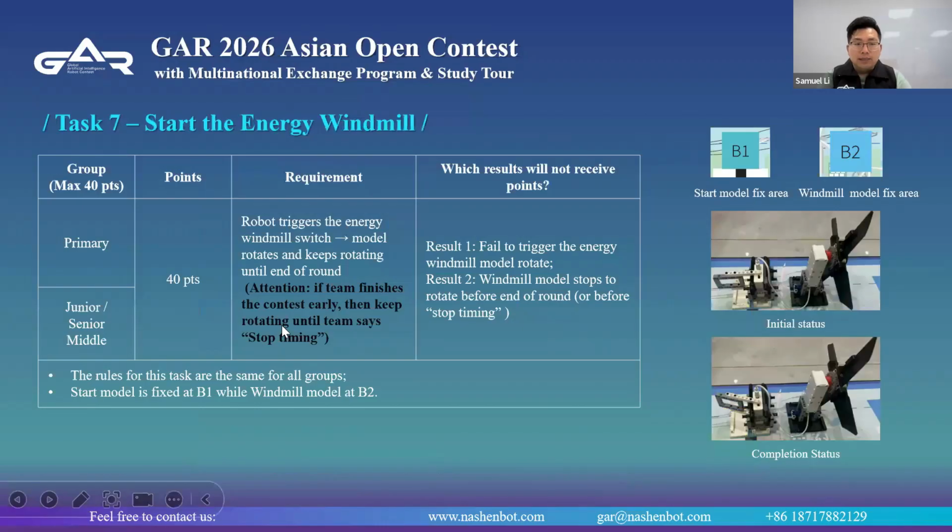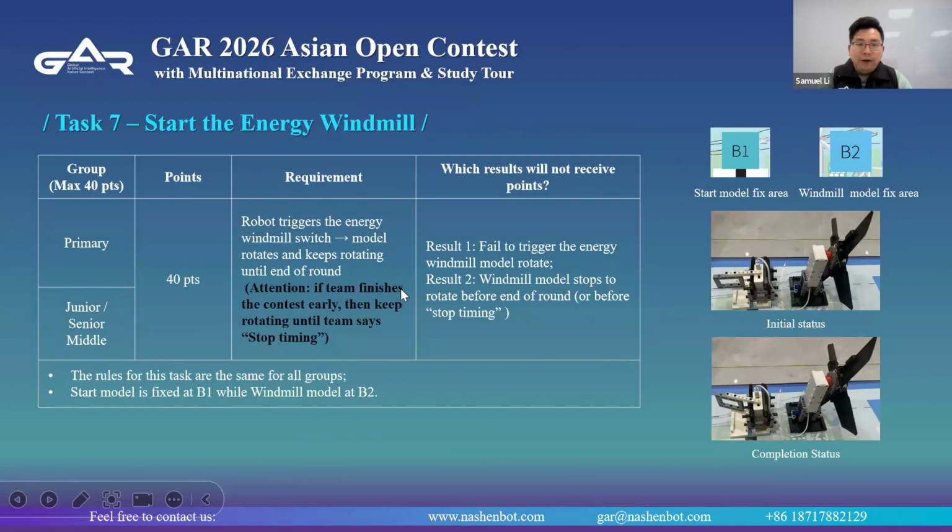Okay. Task 7 starts the energy windmill. The maximum points for this task is 40 points. The rules for this task are the same for all groups. The requirement: the robot triggers the energy windmill switch. So here is the switch. The model rotates and keeps rotating until the end of the run. So this windmill rotates and keeps rotating till the end of the run.